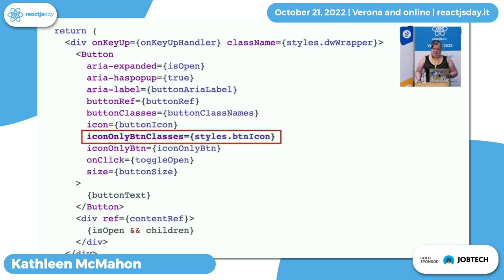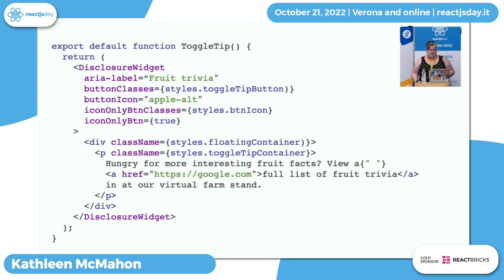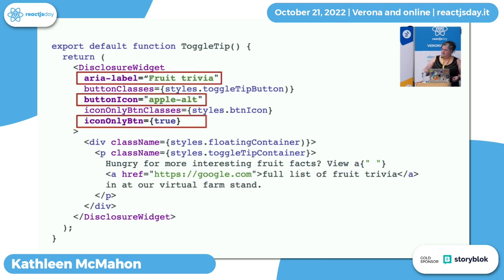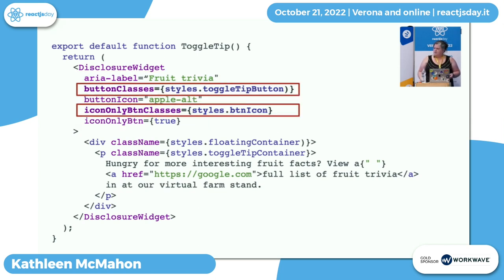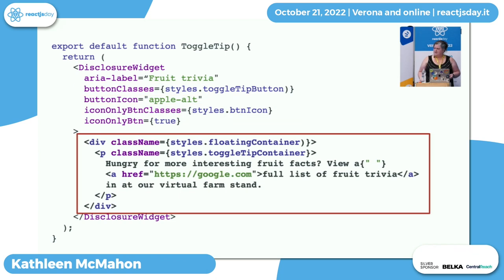And now we also have a way to add some CSS, to do some overrides if we need to. And now we have that adjusted. We can use our disclosure widget to make a toggle tip. So we add our new props, and we add an aria label, our button icon, and set icon only to true. Add some button classes, and add a div, and a paragraph, and a link, and we have a toggle tip.